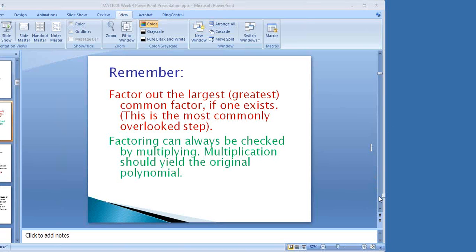Also, we can always check our answers for factoring by multiplying. I must caution you that it is possible to factor without factoring out the greatest common factor and still get a right answer, but your answer would not be correct. So I don't want you to get a false sense of security. Multiplying does check, but if you forgot to pull out the greatest common factor, you will think you're right, but you're not. So that's why it's so very important that you always look for the greatest common factor.